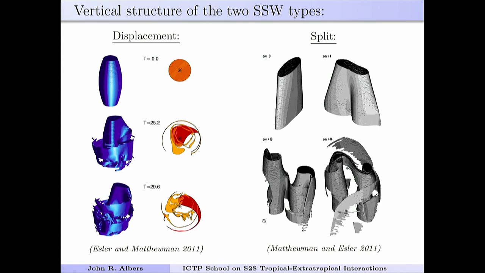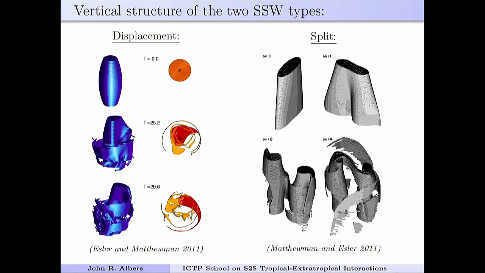So just so everyone knows, those were on horizontal surfaces. There's vertical structure to these types of events, and they are particularly dependent on whether it's a displacement or a split. For displacement, on the right here, the colors are two different levels. And what you see is when that vortex gets pushed off the pole, that happens more strongly at upper levels than it does at lower levels. So it's really got a first baroclinic vertical structure.